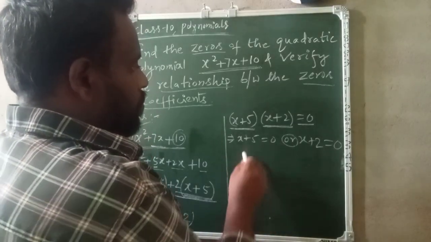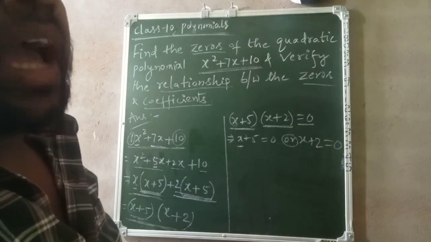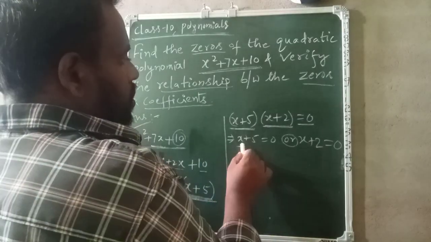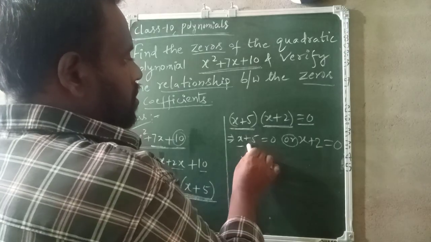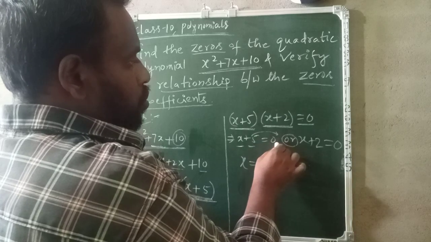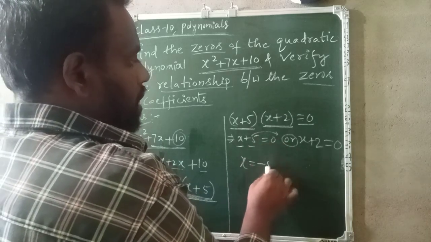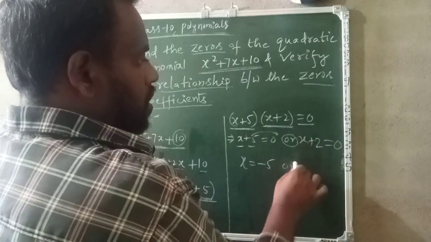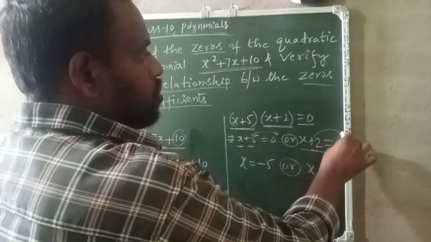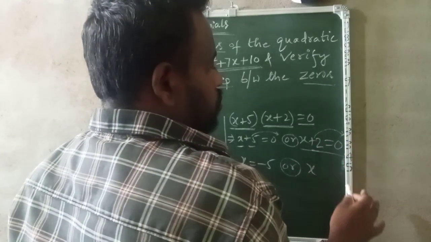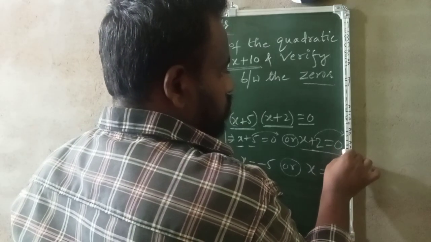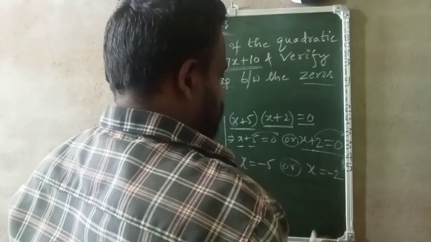Zeros means the values of x we have to find. So we want x, keep x here. Move this plus 5 to this side. When plus 5 is moved to the right side, plus 5 becomes minus 5. Here also we want x, keep that. We don't want plus 2, move this to the right side. First write equal. When plus 2 is moved to the right side, plus 2 becomes minus 2.